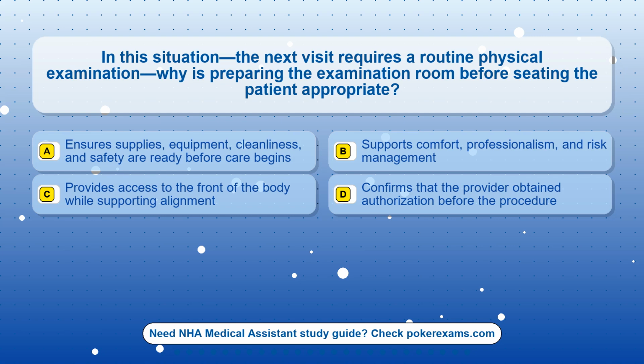Question 19. In this situation, the next visit requires a routine physical examination. Why is preparing the examination room before seating the patient appropriate? Option A ensures supplies, equipment, cleanliness, and safety are ready before care begins. Option B supports comfort, professionalism, and risk management. Option C provides access to the front of the body while supporting alignment. Option D confirms that the provider obtained authorization before the procedure.